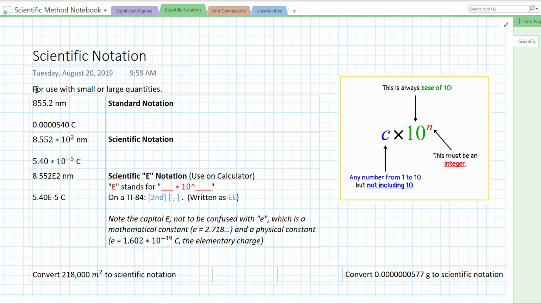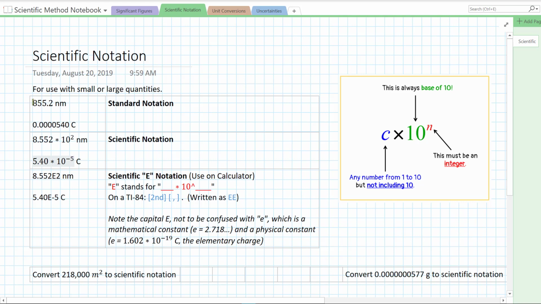Hi, this is a video on scientific notation. It's really important in all sciences for writing out very large and very small numbers, but we often use it for numbers of all sizes. So let's go through what scientific notation is, and let's do a few examples.